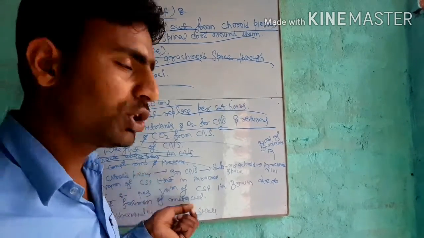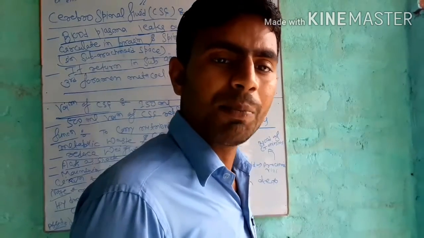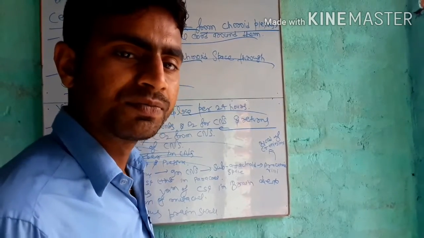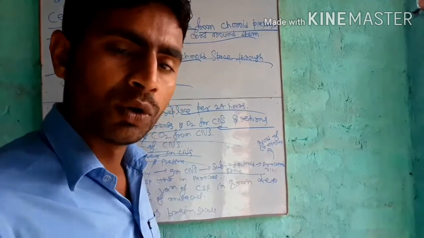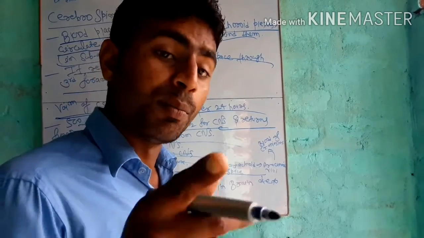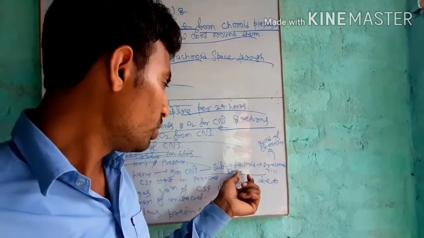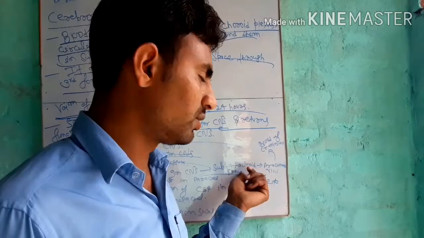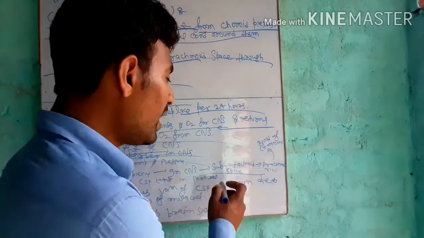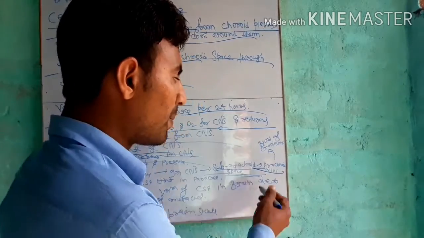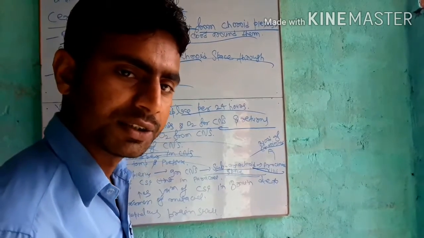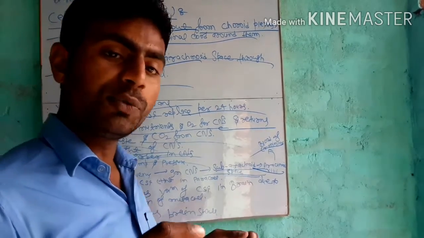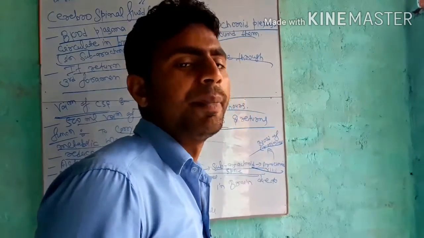From the choroid plexus to the central nervous system, and from the central nervous system to the subarachnoid space through the foramen of Magendie. That is the fourth ventricle, the fourth cavity of the brain. After that, from the subarachnoid space to the arachnoid villi. After that, to the blood of the cranial sinus. Maximum volume of cerebrospinal fluid is present in the lateral ventricles.